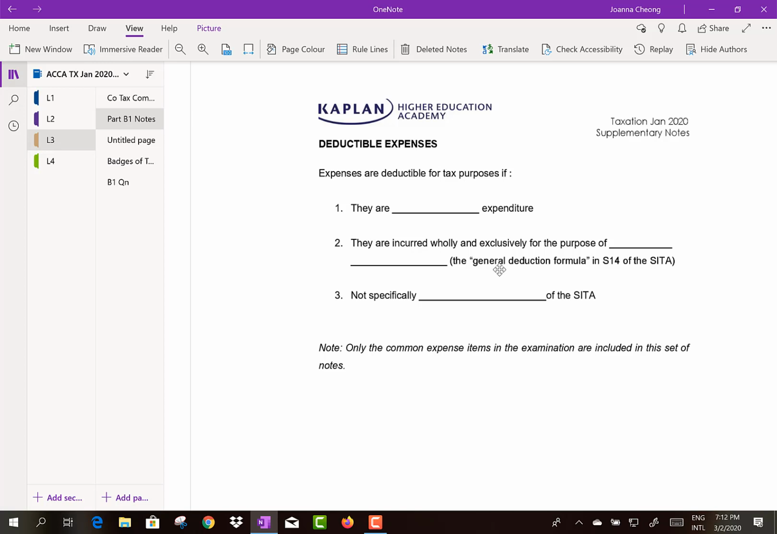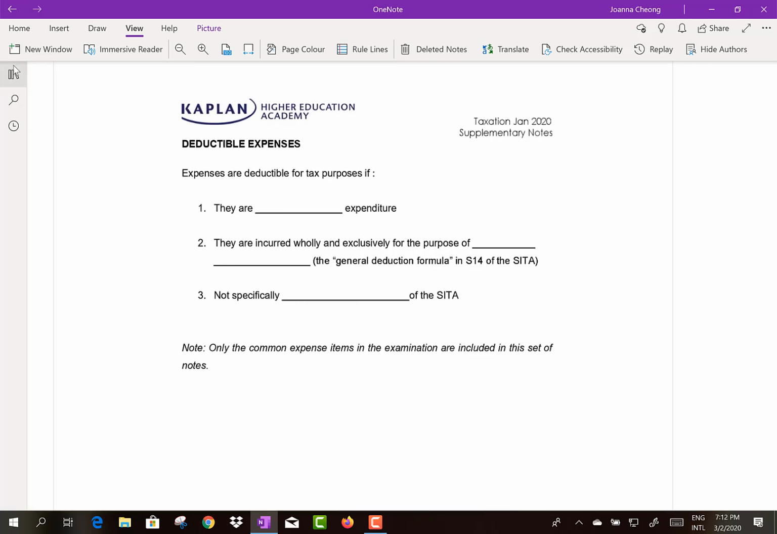Firstly, is it revenue in nature? I think it is something which you should be well versed on. If you are still unclear how an expense is considered revenue or capital in nature, don't worry, later on we'll go through some guidelines. If the expense is revenue in nature, then it should be deductible. And it is incurred wholly and exclusively for the purpose of generating the income. That means the reason why you are incurring the expense is because you want to earn that income.